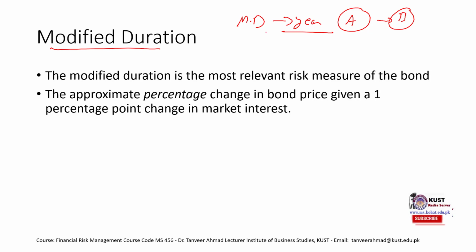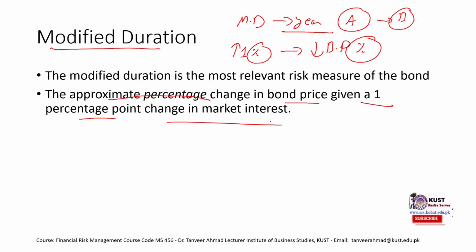But it does not give us the answer that if interest rate increases by 1%, by how much percent would the bond price decrease? Right? This is what most investors would want to know. If the interest rate changes by 1% or by 2%, what would be the percentage impact of that interest rate change on their bond value? For this we use modified duration, and it gives us the percentage change in bond price given a 1 percentage point change in the market interest rate.